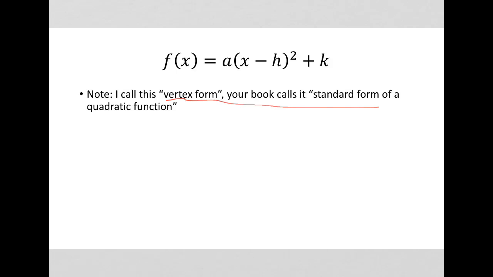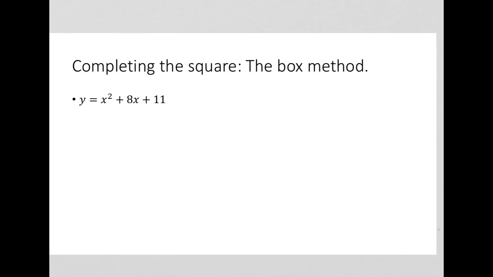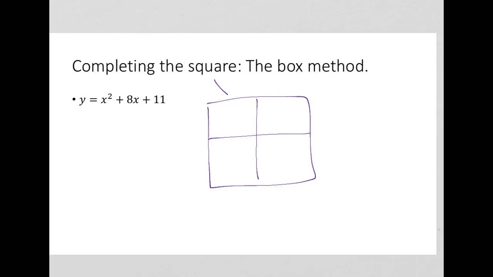Hooray! So, I believe I was leaving off, make note, I'm going to call this vertex form. Your book is going to call it standard form of a quadratic function. Just know that they're the same thing. So let's go ahead and now look at what I call the box method. So you can actually draw yourself a little multiplication grid here. And we want to complete the square on x squared plus 8x plus 11.